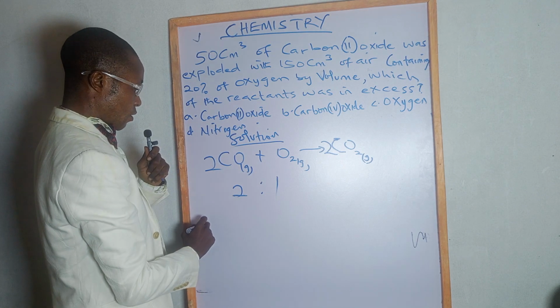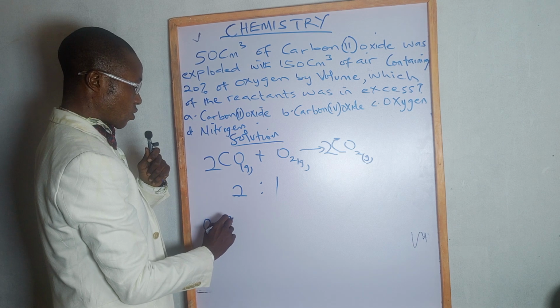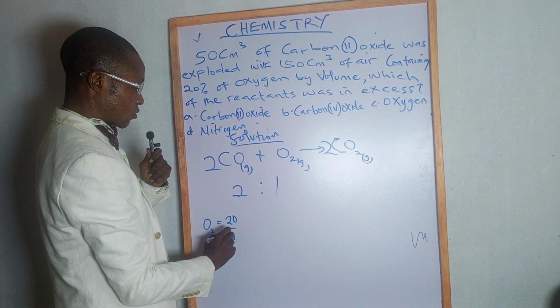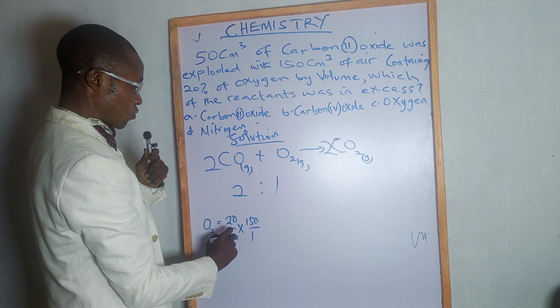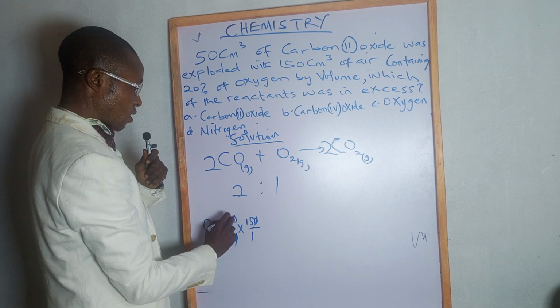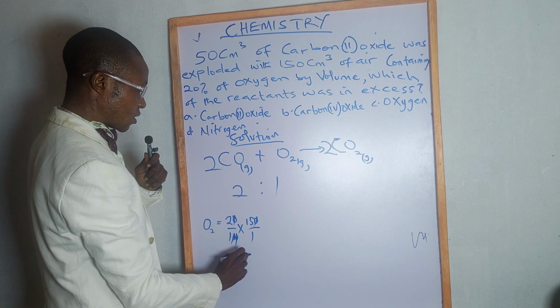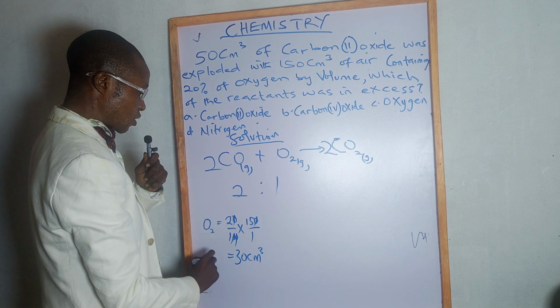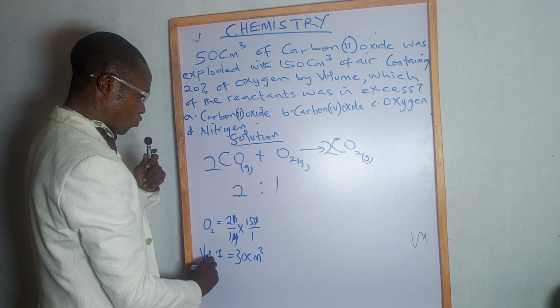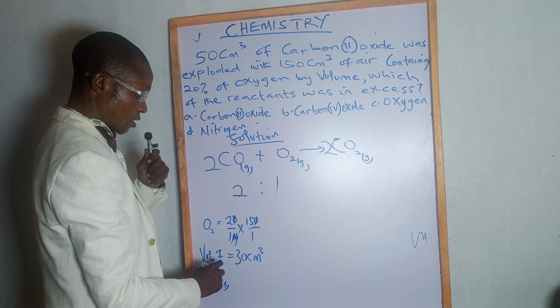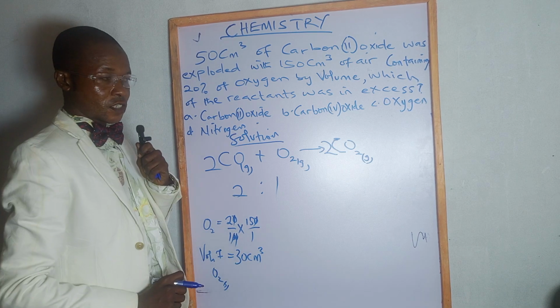Therefore, for our oxygen, we have 20 over 100 multiplied by 150 over 1. When you do that, the zeros cancel, and that will be 30 cm³. It means the volume of O2 gas is 30 cm³.